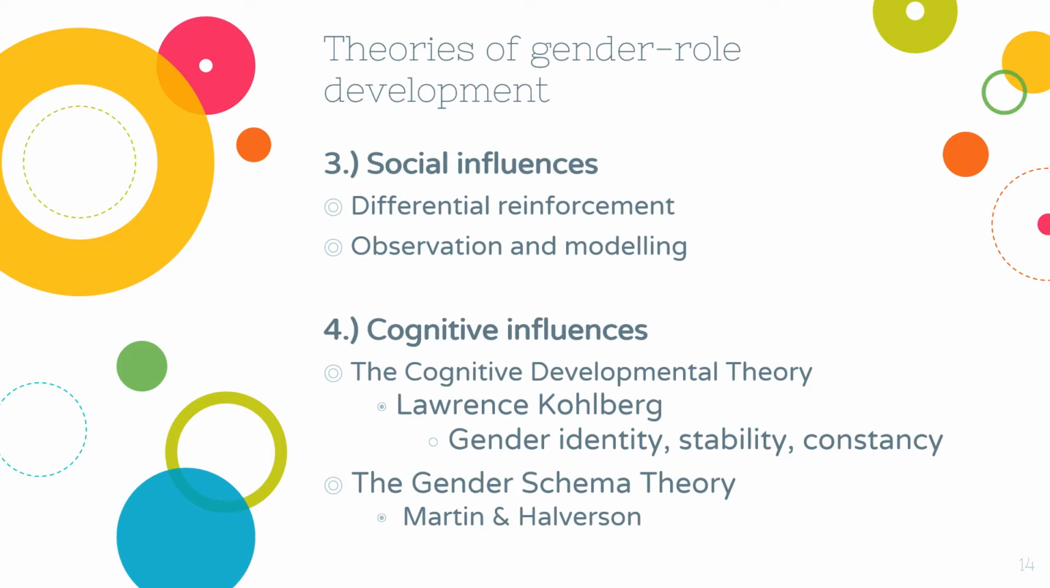boundaries. Girls who, for example, want to build things rather than play with dolls will be considered tomboys, but boys who prefer to play with dolls rather than blocks will be ridiculed and even rejected. Now, moving on to observation and modeling. According to the social learning theory, children also learn gender roles through observation and modeling.